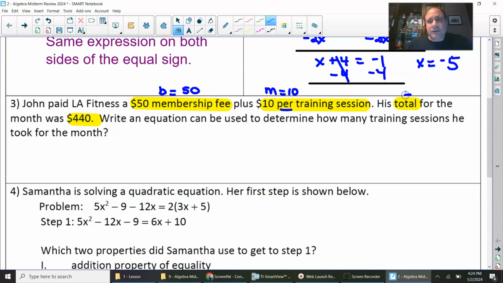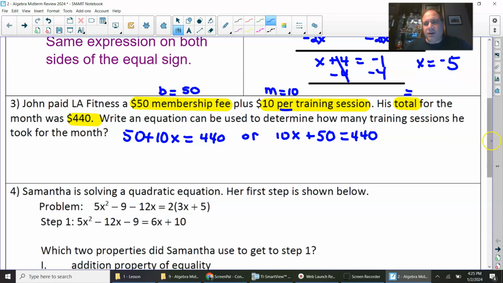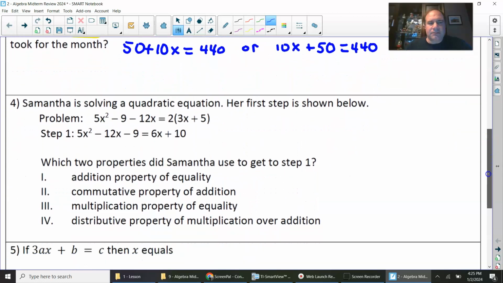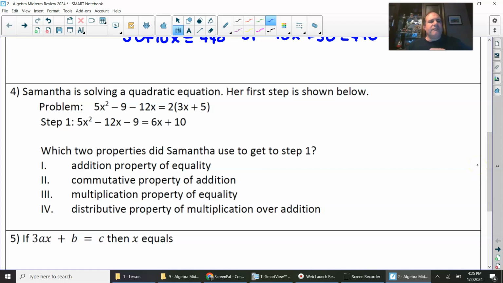The total is always the equal sign and the 440. So we're just going to write this 50 plus 10 per training session, with 10x equals 440. Or you can write it the way I would prefer, with the slope first. y equals mx plus b is kind of like what I'm looking at. So either one would be accepted. Just know that each one works.